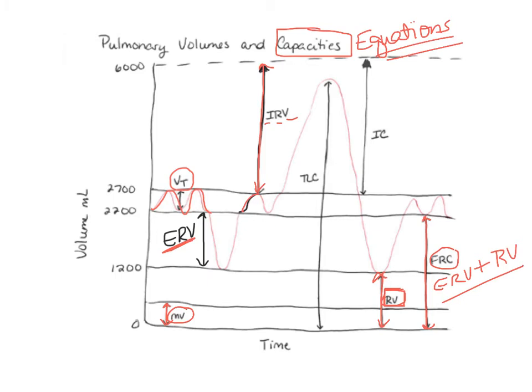So capacity is always an equation. The vital capacity, I always think of as your life. Vital means life. The vital capacity is going to be adding the inspiratory reserve volume plus the tidal volume plus the expiratory reserve volume. That is the vital capacity.